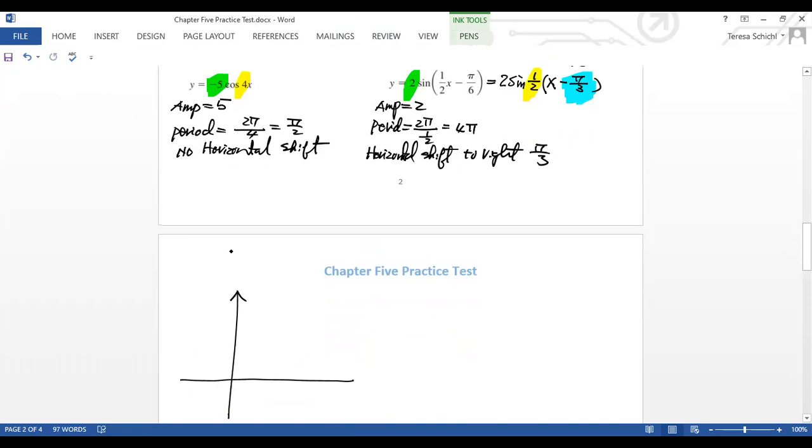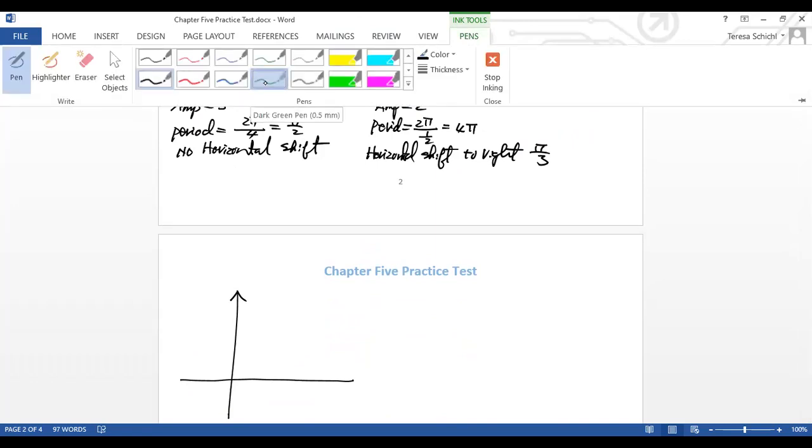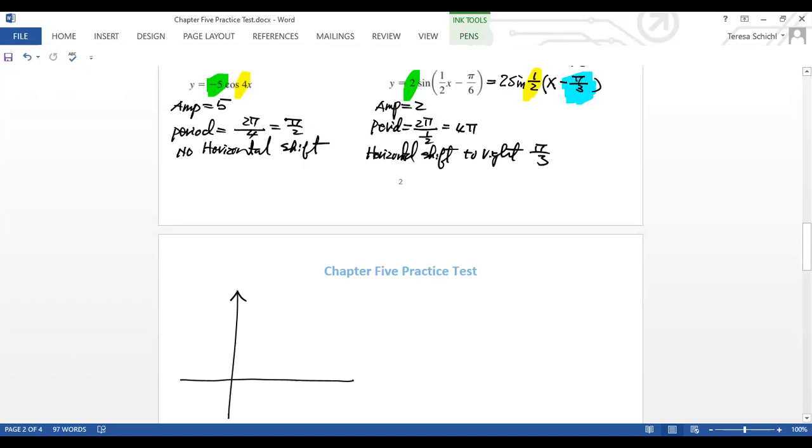The key thing we did is, how do I know the 4 subintervals? You need to use your period, then divide by 4, correct? So you need to divide pi over 2 by 4. What is this here? It's pi over 8. That is the length of a subinterval, because I have 4 subintervals here.